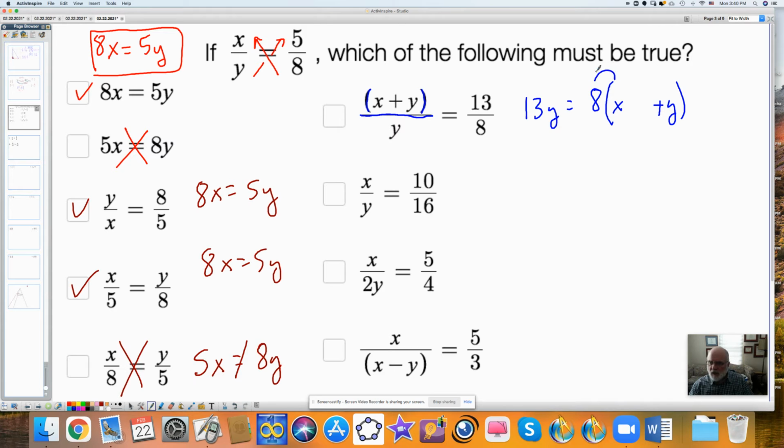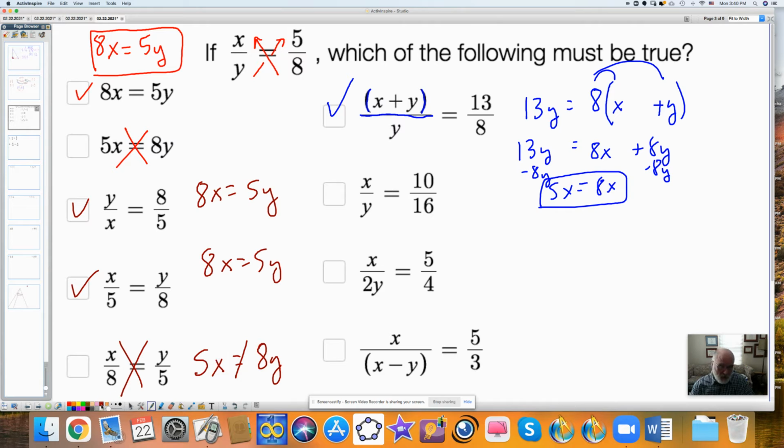And we'll distribute the 8 over the addition to get 8x plus 8y is equal to 13y. And when we subtract 8y from both sides of the equation, we get 8x is equal to 5y. This is a correct way of writing it. This is true. It's the same as our original. This works.